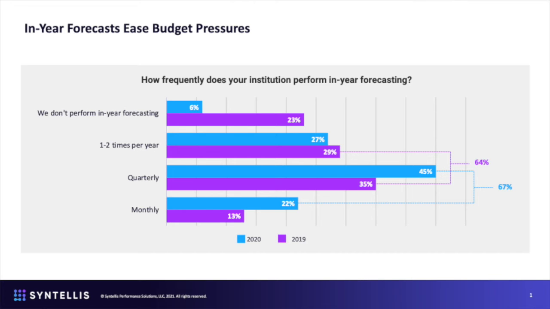So, in 2019, 23% of institutions weren't doing in-year forecasting. We think of in-year forecasting as taking our actuals to a certain point in time, and then projecting out how we're going to finish the year. And in 2020, only 6%. So a huge change. And we also saw a huge uptick in the frequency, right? People used to just do it once or twice a year, and now they're doing it 3 to 4 times a year. Some institutions are also now doing it more frequently on a monthly basis.